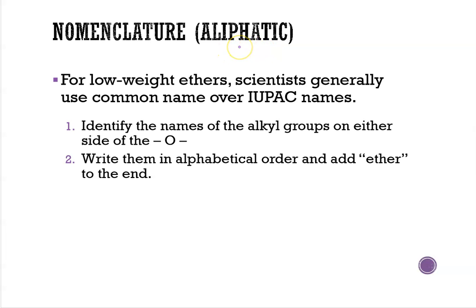If you remember, aliphatic ethers are just those that are in a straight chain. Whenever we're naming straight chains, we just look at the common names. The way that we do that is we look at what's attached to the oxygen. There's going to be an alkyl group on one side and an alkyl group on the other side. So I just name the two alkyl groups and add ether at the end. When I name them, I do put them in the correct alphabetical order.